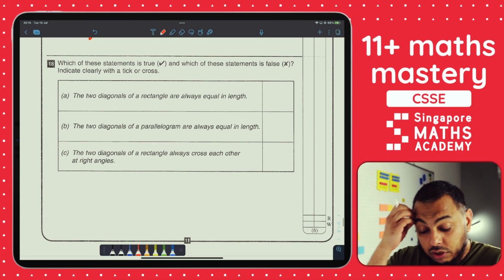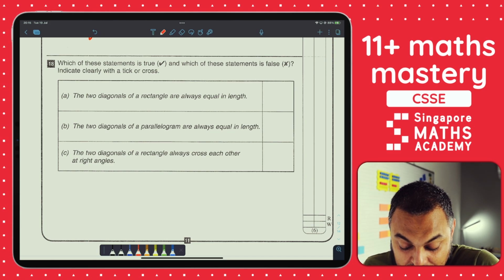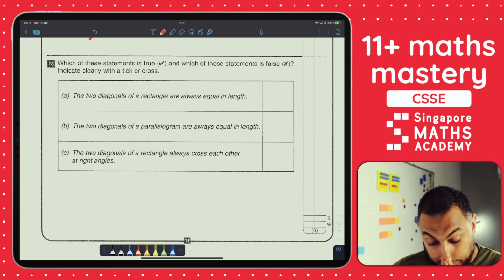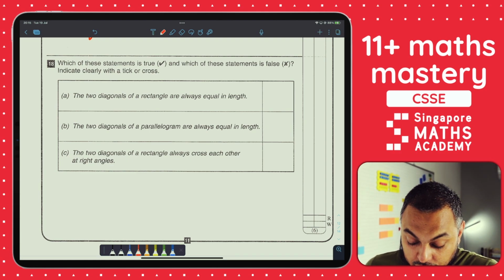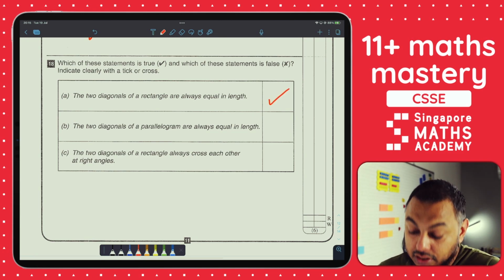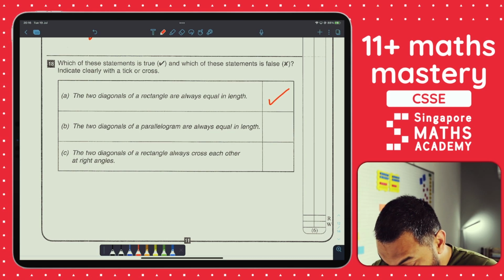Question 18. Which of these statements is true and which of these statements is false? Indicate clearly which with a tick or a cross. Okay, so tick or a cross. The two diagonals of a rectangle are always equal in length. It's true. The two diagonals of a parallelogram are always equal in length.